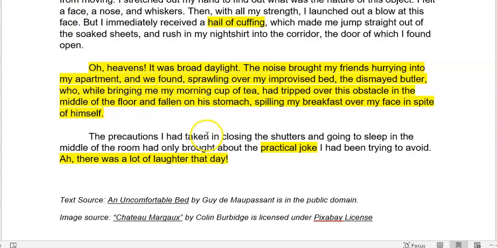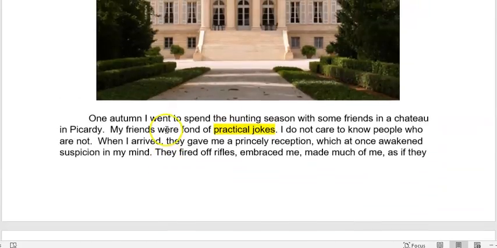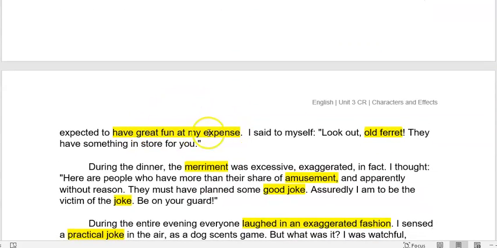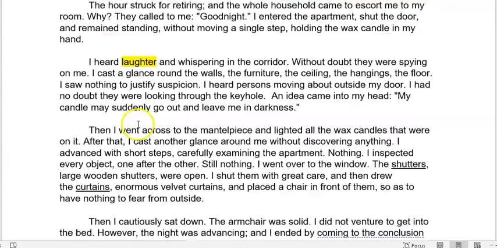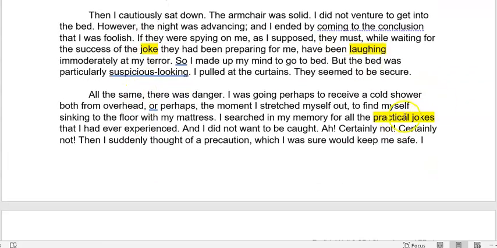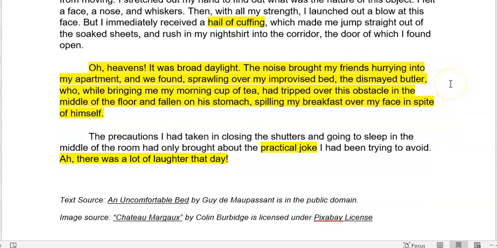Okay, so everything that I highlighted, all of the words and phrases: practical jokes, have great fun at my expense, old ferret, merriment, amusement, good joke, joke, laughed in an exaggerated fashion, practical joke, laughter, joke, laughing, practical jokes, hail of cuffing. This whole paragraph describing exactly what had happened that was so funny, right? And the practical joke, and there was a lot of laughter that day.